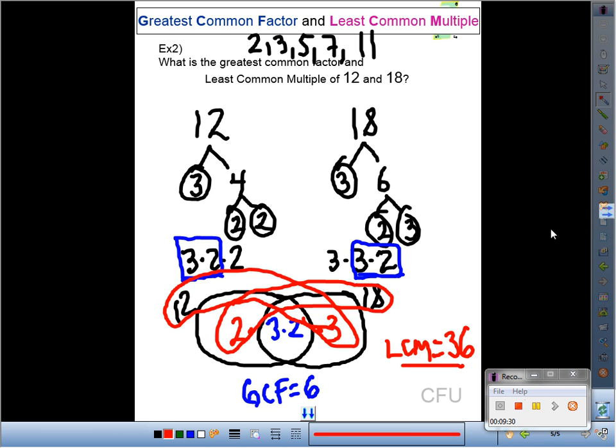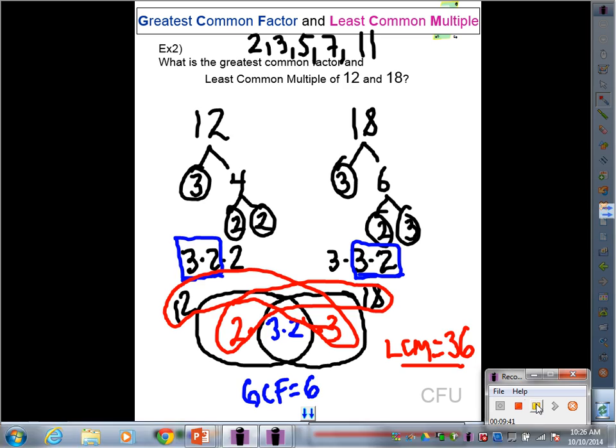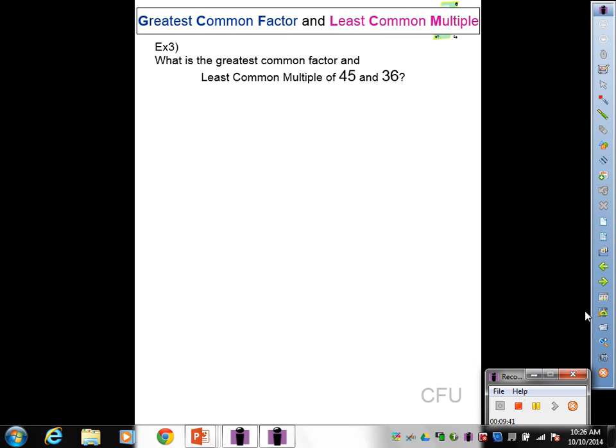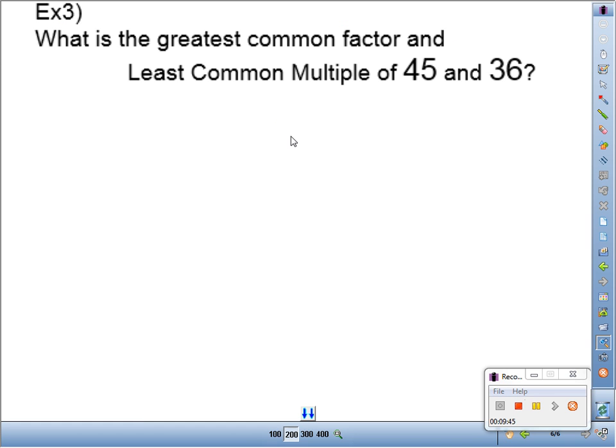Here we go. Copy this one. Do this one by yourself. Here we go. Example 3. Let me zoom in. What is the greatest common factor and least common multiple of 45 and 36? Do that one by yourself. Go.